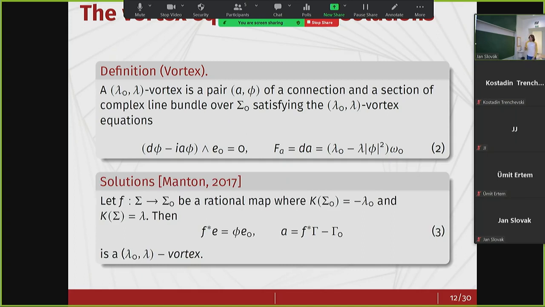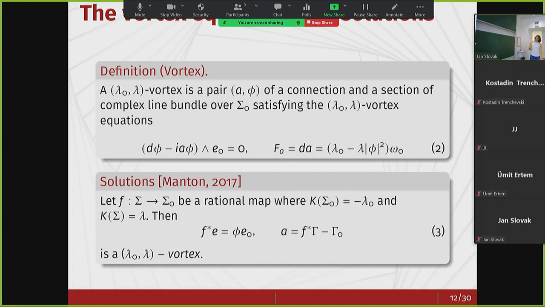And now, this is one of the striking results in this geometrical approach to vortices, the Manton result. If we have a rational map going from our Riemann surface sigma to our Riemann surface sigma 0, then the Gauss curvature of sigma 0 is going to be minus lambda 0, and the Gauss curvature of sigma is going to be lambda. So we are considering two Riemann surfaces with constant Gauss curvature.